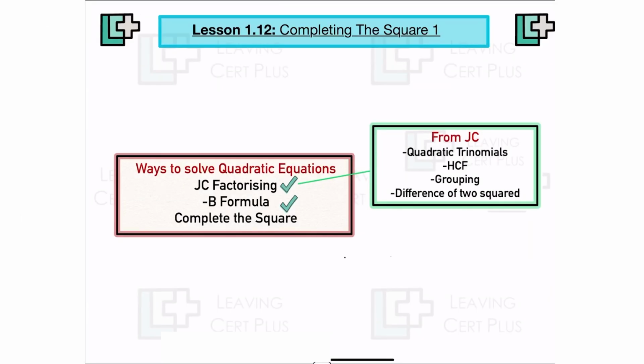This is lesson 1.12, our first lesson looking at completing the square. Now what we've seen so far is Junior Cert factorizing. That's where you broke it up into brackets and then you put each bracket equal to 0. So each factor equal to 0 is going to find for you the root.